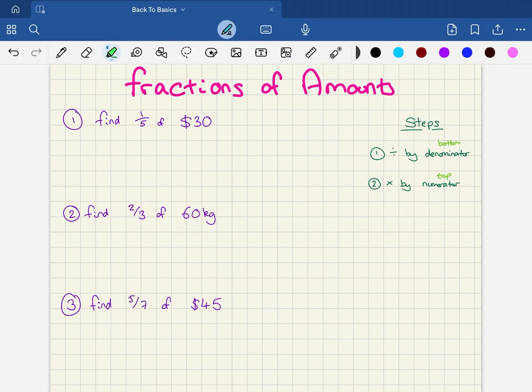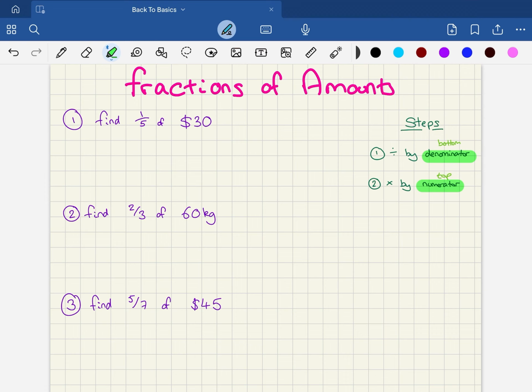Okay, in today's Back to Basics video, I'm going to show you how to find fractions of amounts. Keywords you're going to need for this lesson are denominator and numerator. The denominator is the bottom number of the fraction. That tells you how many equal parts we're splitting up our amount into. And the numerator is the top number in the fraction. That tells you how many of those parts we actually want.